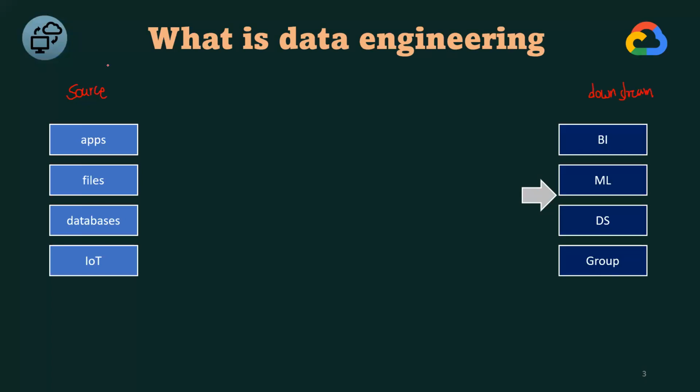We get the data from the source team, and we send the data to the downstream. And in between, what will we be doing, sir? In between, we need to store this data into one single platform.